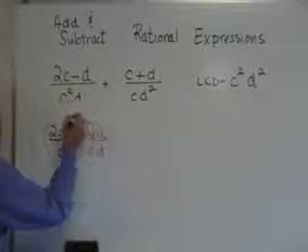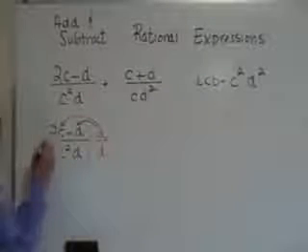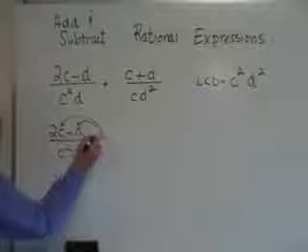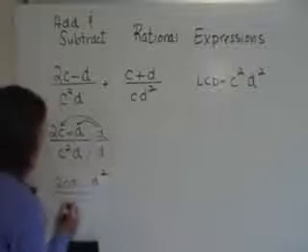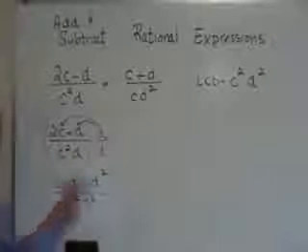And that means that I have to distribute this times both of these terms in the numerator. So the first term will become 2cd, and d times d here will be a minus d squared over c squared d squared. This is called the equivalent fraction.